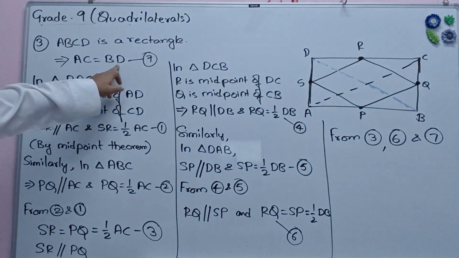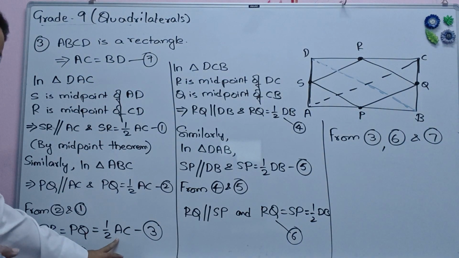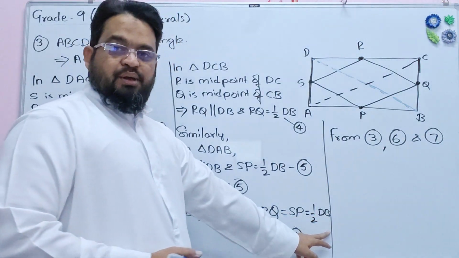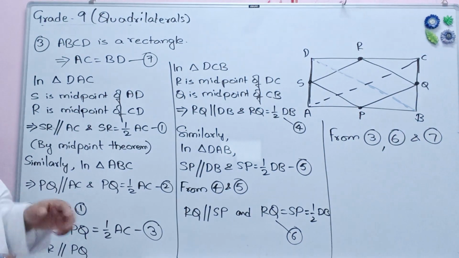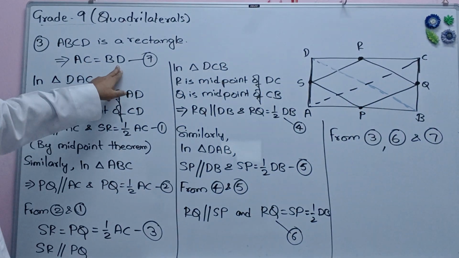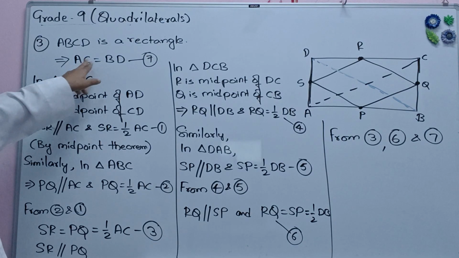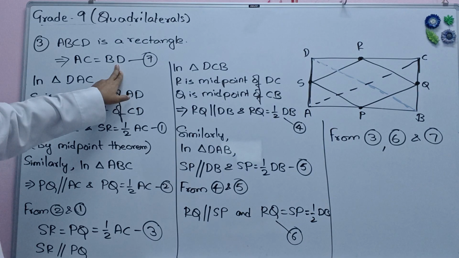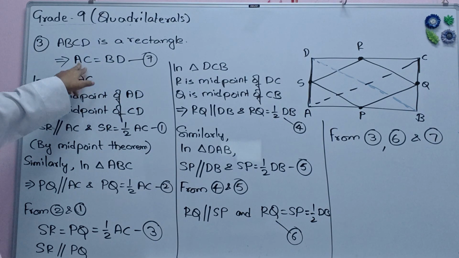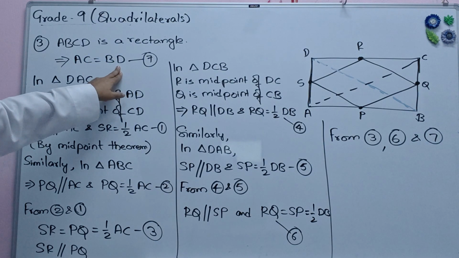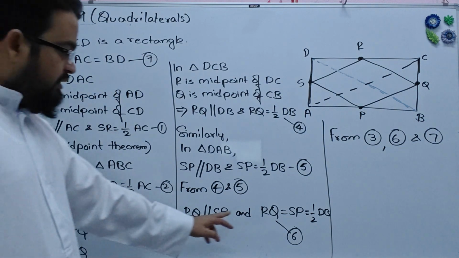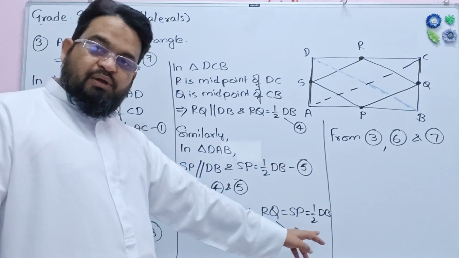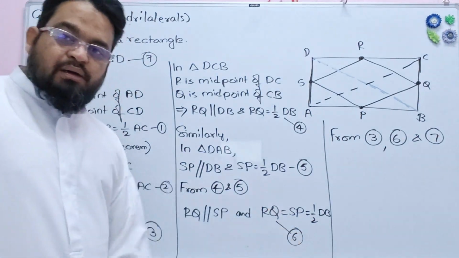So first, AC is equal to BD. So that means half of AC is equal to half of DB. So that means third and sixth are equal. Is it right? Did you understand? Let me explain one more time. AC is equal to BD. That means half of AC is equal to half of BD. Meaning, if AC is 10, BD is also 10. So what is half of AC? 5. And half of BD? 5. So that means SR is equal to PQ is equal to 5. And in the same way, RQ is equal to SP is equal to 5. So everything, are they equal?